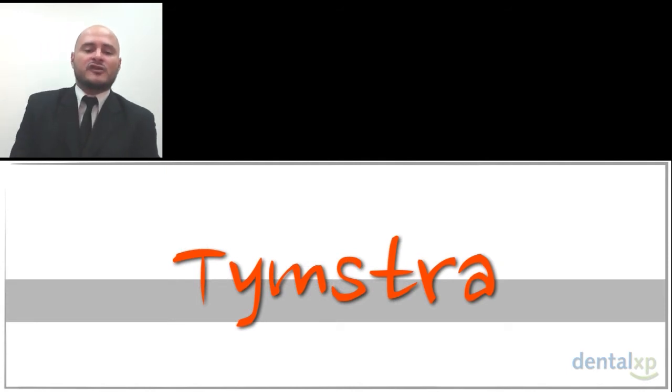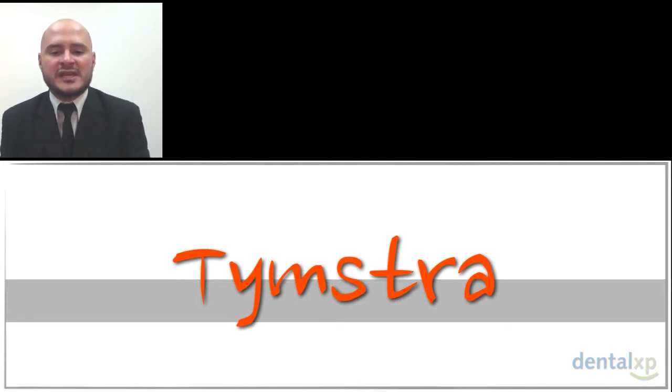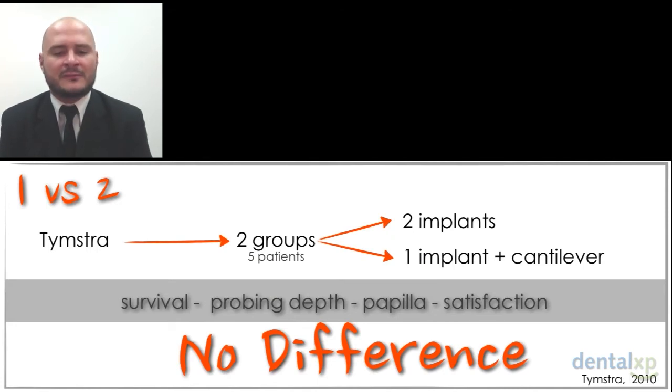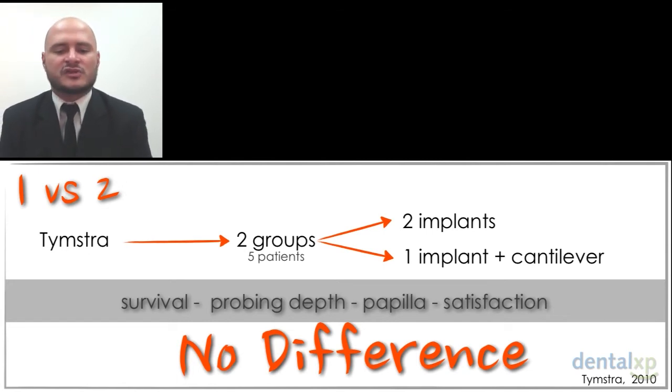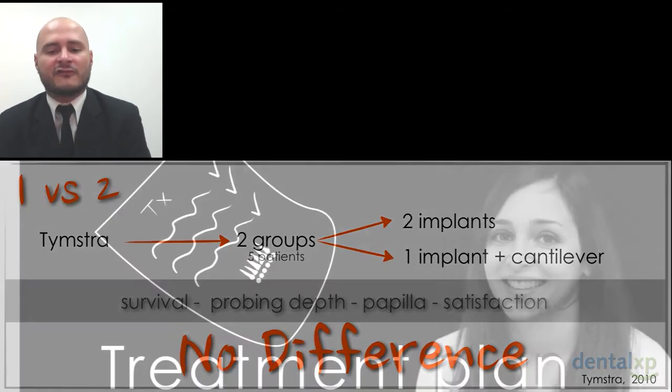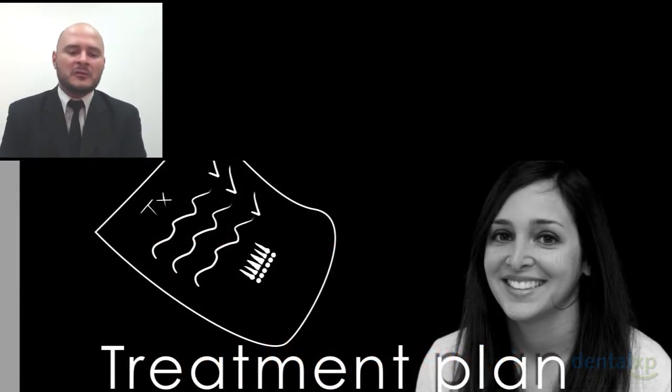Timstra came up with another study in which he wanted to see what the patient's judgment was of 1 versus 2 implants when it comes to aesthetics. And he also measured some probing depths, survival of the implants, the papilla, and of course the satisfaction of the patients. What he found is that there was no significant difference among placing 1 or 2 implants in this type of cases. So let's go and see what we treatment planned for Jenny.